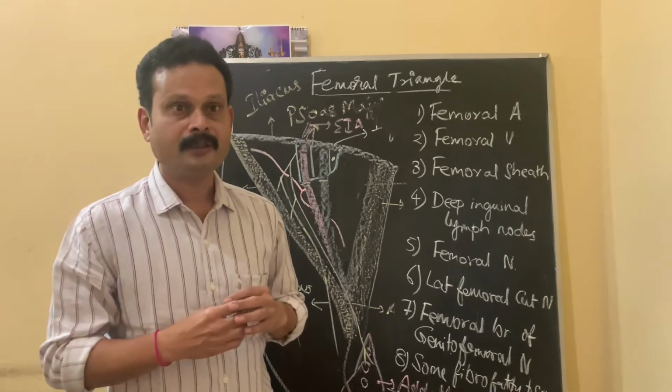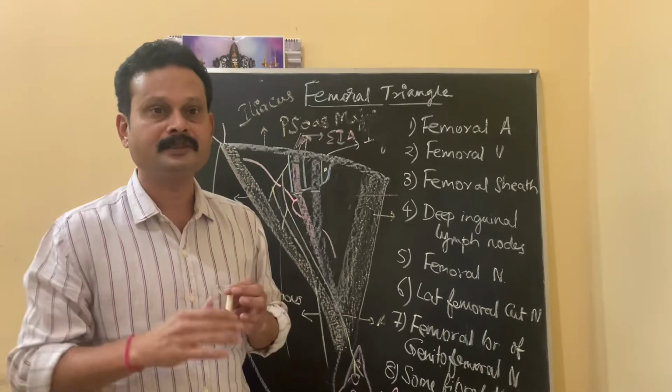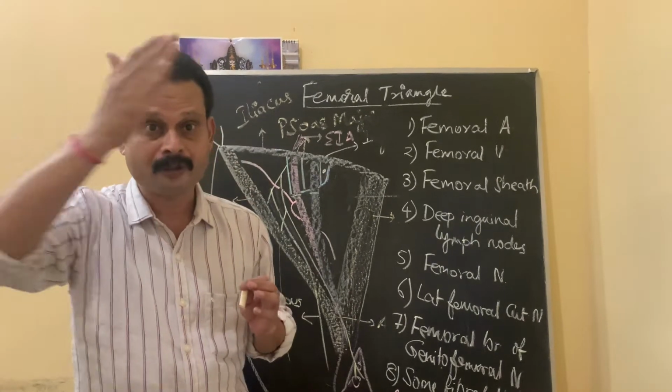And the floor, the muscles which are forming the floor are coming from the posterior aspect of the femur. Hence, they are deeply grooved. The floor of the femoral triangle is gutter shaped. It forms a deep groove or gutter like.